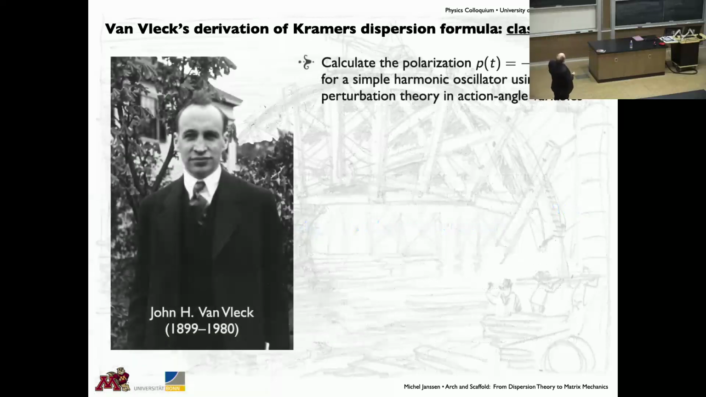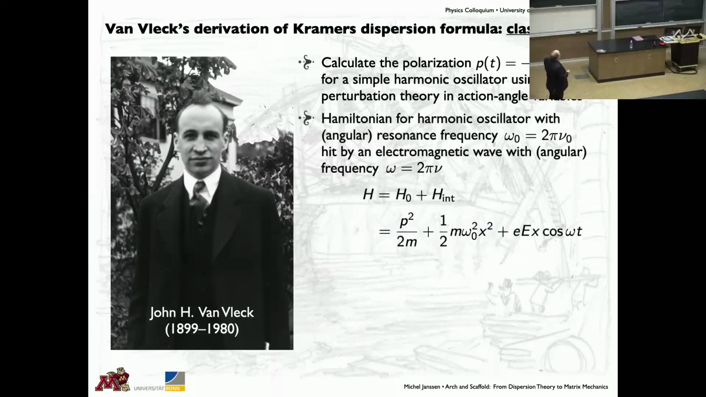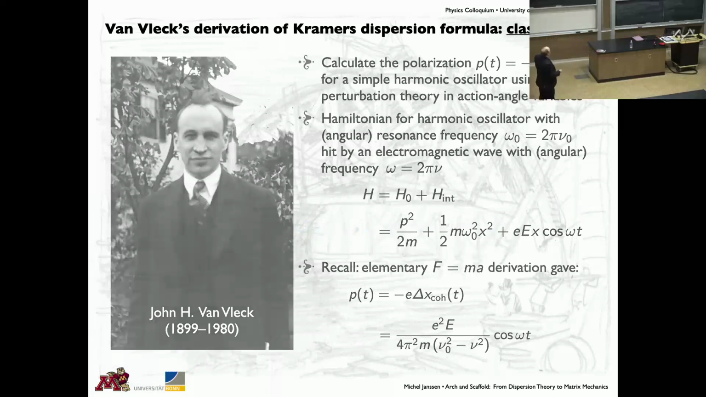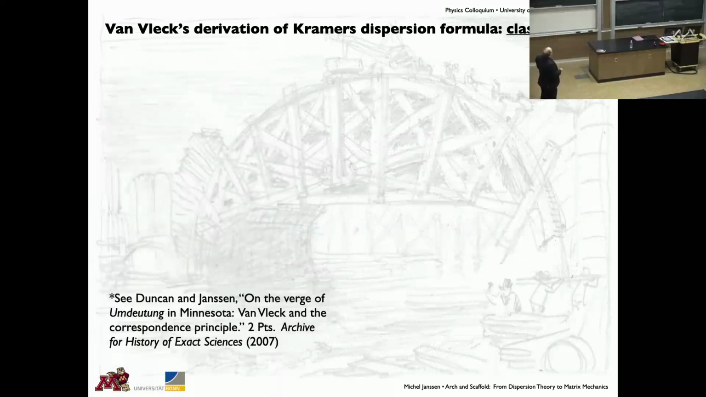All right. Now, so this is what Van Vleck is going to do. And so again, this is the Hamiltonian for the harmonic oscillator with the perturbing field. And recall that, the elementary calculation, we already had this, right? That should come out. So what are you going to do? Right, so the details are in this paper and in the book.